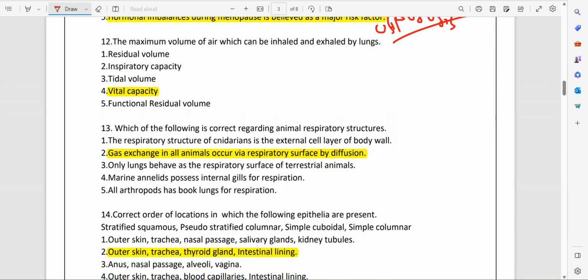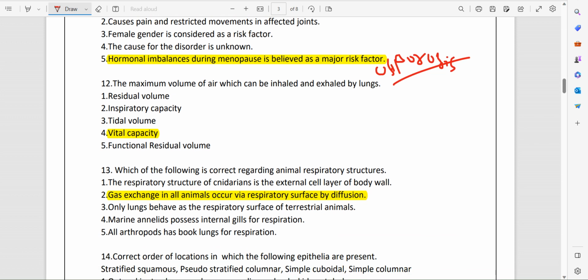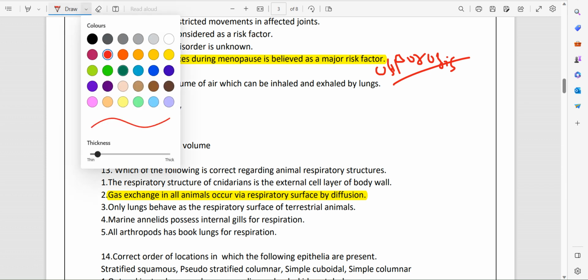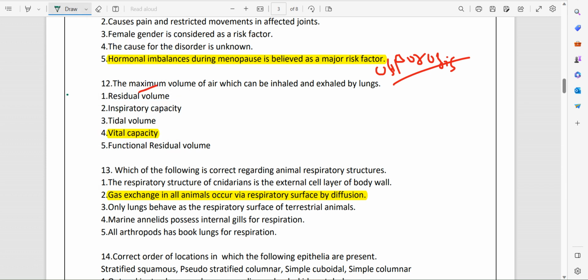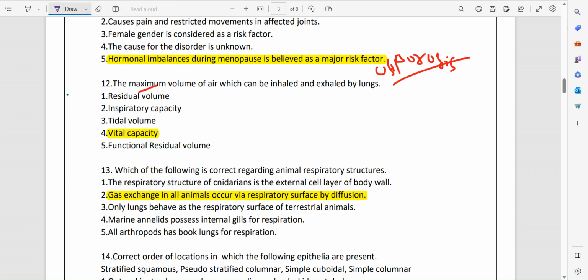I don't know whether I have to explain it further. I don't think so. It's just simple theory. 12th one, the maximum volume of air which can be inhaled and exhaled by lungs. So this is about lung volumes and capacities. There are two types of questions that can be given: asking theory directly as given in this question, or else they can give numbers. They can give real volumes and give a small case study and ask you to calculate a value. Both of those types were given previously.